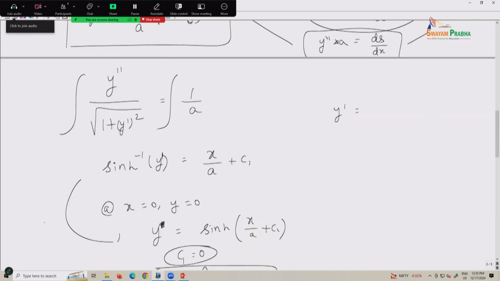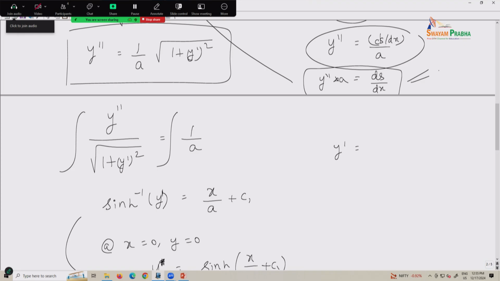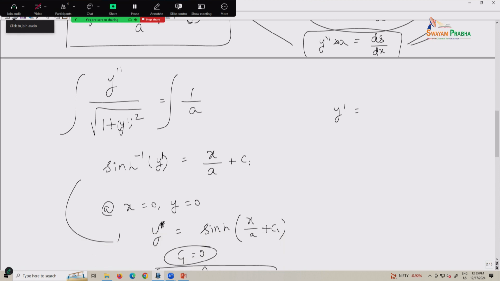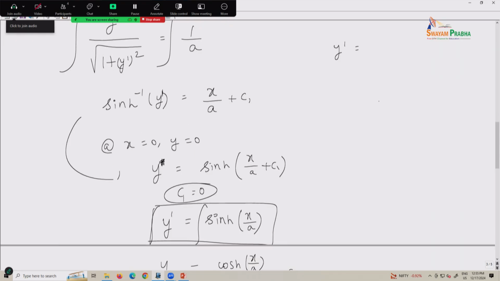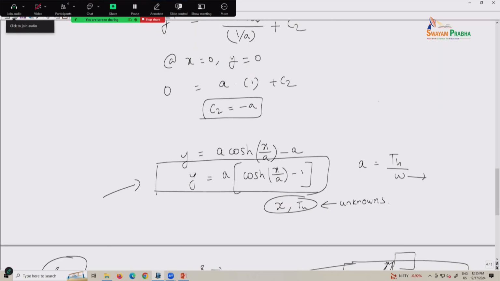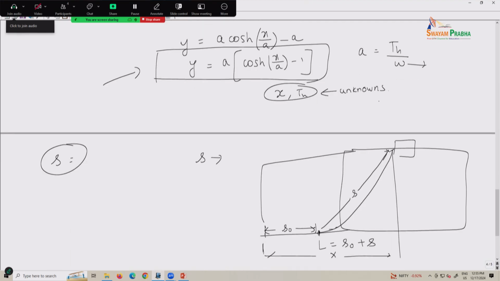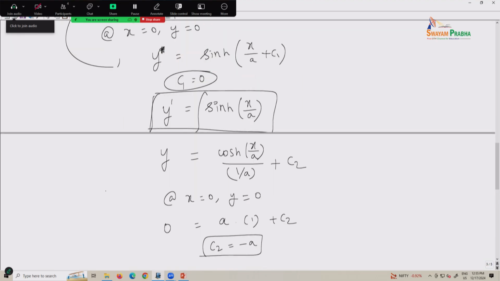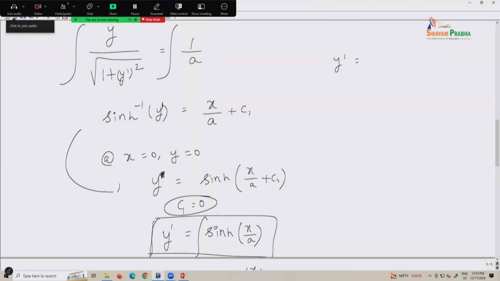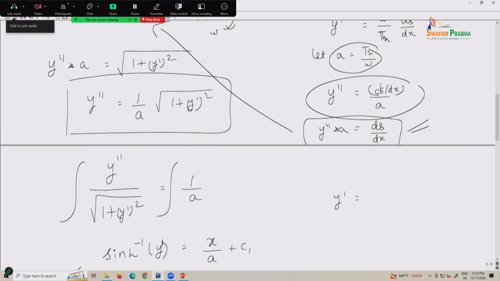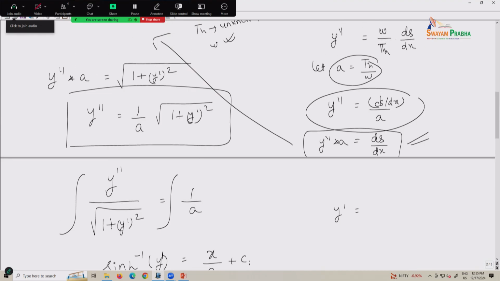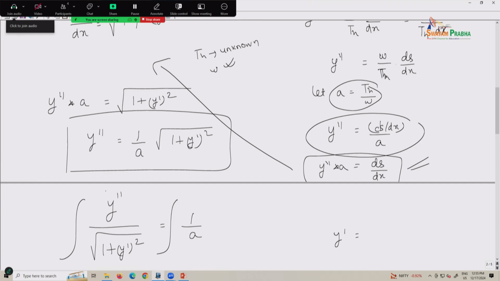If you take this expression wherein you have y double dash into a equal to ds by dx, and integrate it, you will get some expression for S as well. Is that right? Now if you plug the expression of y into that above equation, you will get the expression of s. So how to get it easily: ds by y dash into a equal to ds by dx, right?